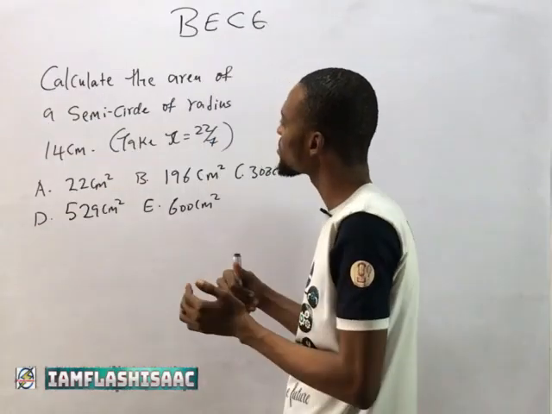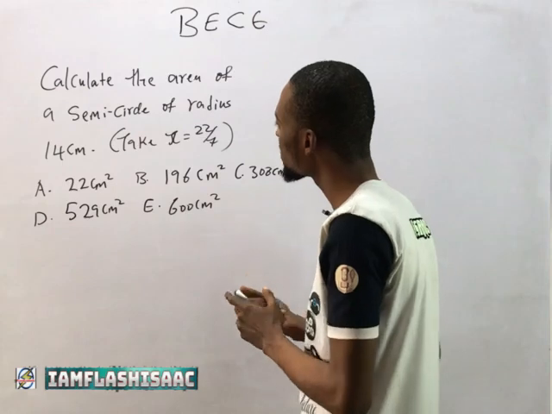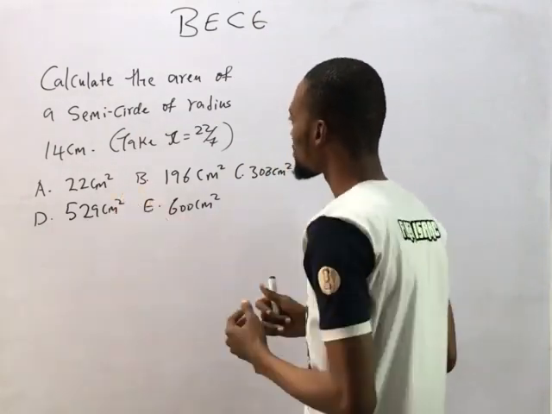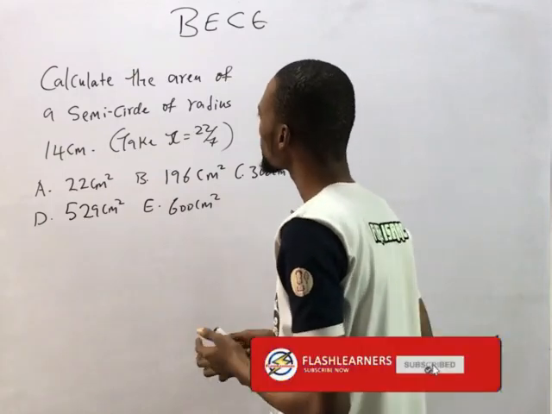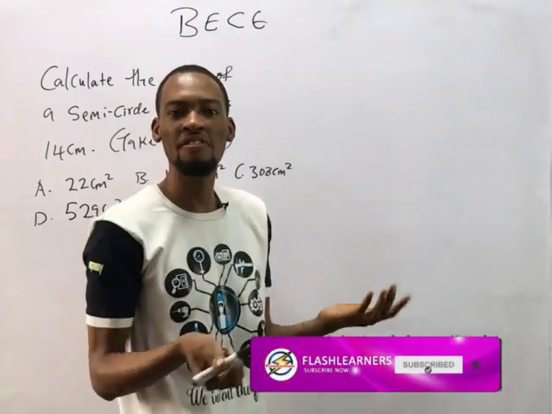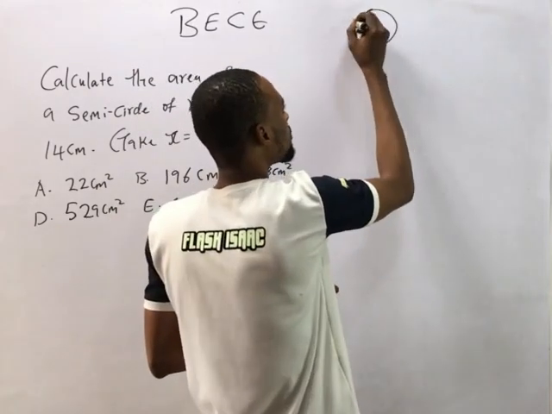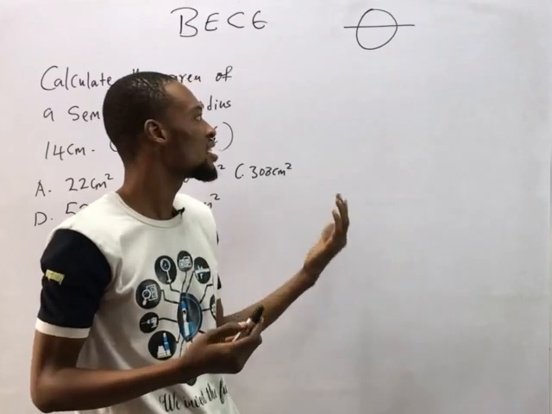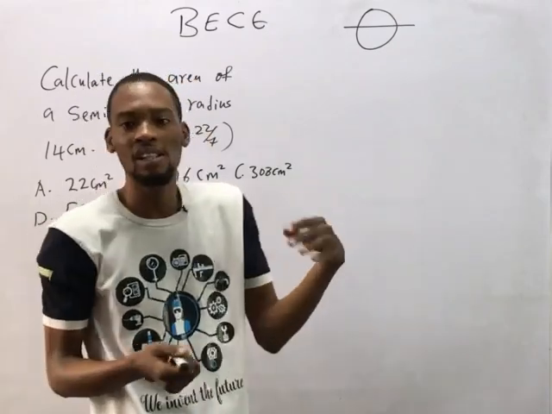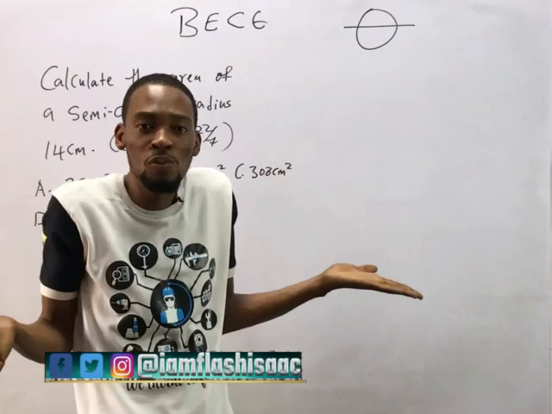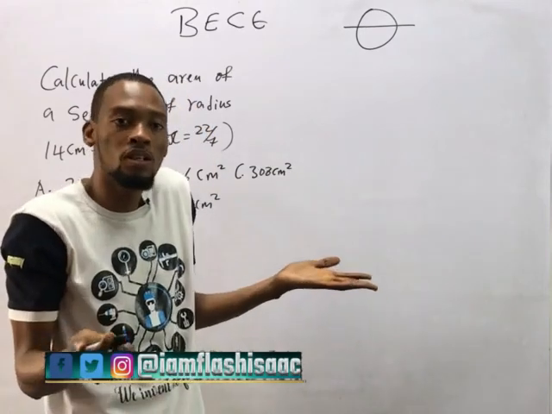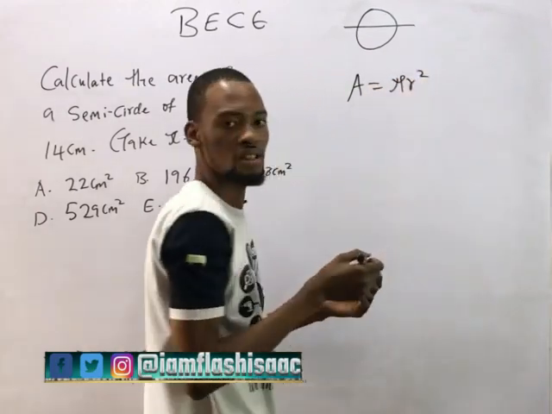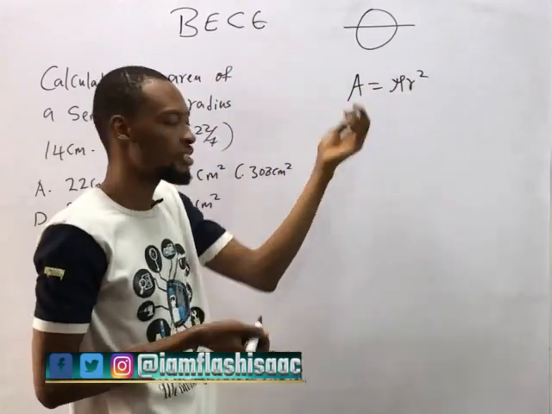Calculate the area of a semicircle of radius 14 cm. Take pi to be 22/7. And these are the options. Now, what is a semicircle? A semicircle is simply half a circle. If this is a circle, a semicircle is simply half. So if you answer me this question, I don't need to worry myself about a semicircle formula. I simply look for the area of a circle and divide it by 2. I get half a circle. So the area of a circle is simply area equals pi r square. This is the formula for calculating the area of a circle.